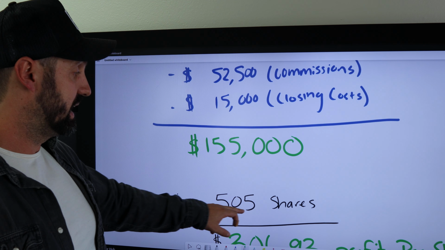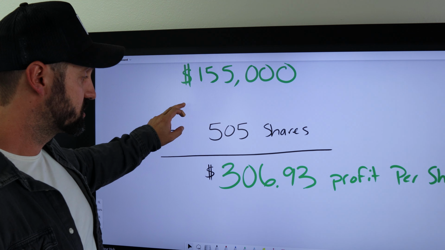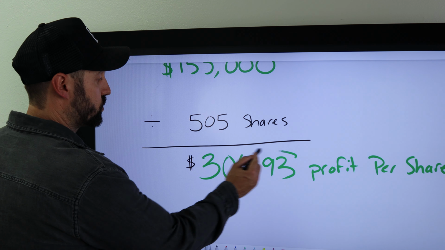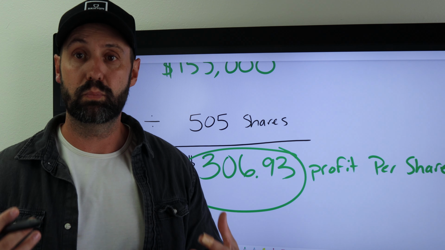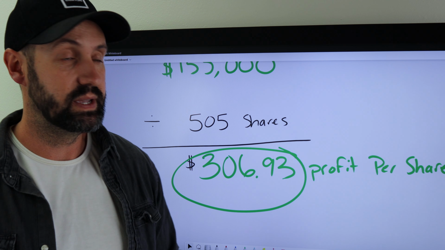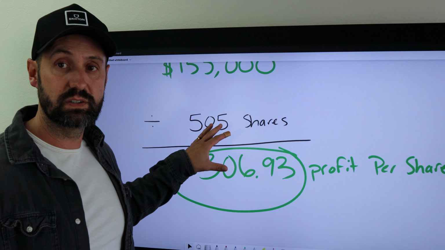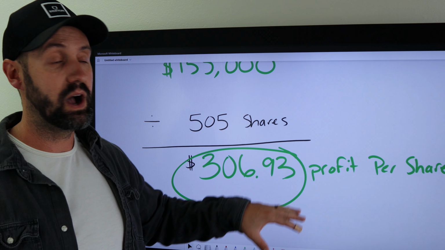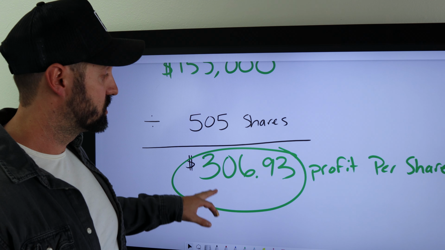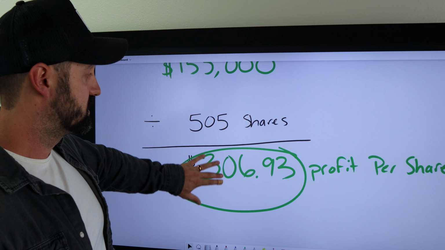So if I look back and we had 505 shares, if I divide our profit by those shareholders, I'm looking at about $306 per share in profit, which is absolutely an amazing return for our shareholders in this example. So if you bought a share for $500, when you go to sell that share after the property closes, that share is now worth $500 plus the profit, so $806. So it's a great return and a really quick turnaround time.